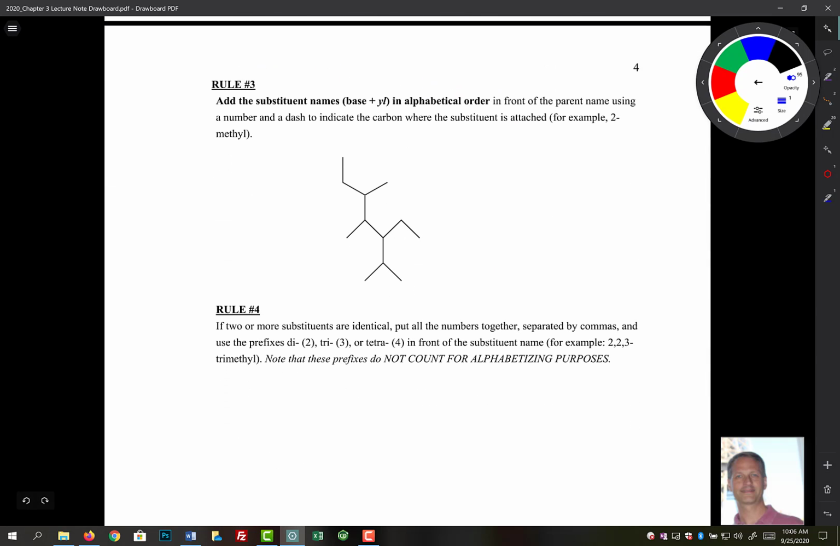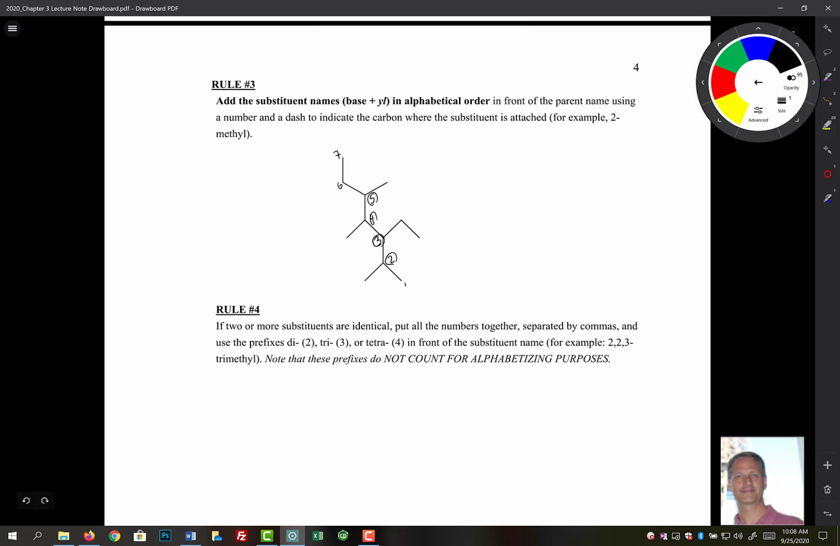Now, rule number 3. Once we figure out longest carbon chain, that's rule number 1. Once we've determined which end to number from, that's rule number 2, then we simply add the substituent names. Now, when we look at this, let's number it. So this is our carbon number 2, and our 3, and our 4, and our 5. Right here we have 1, 6, and 7.